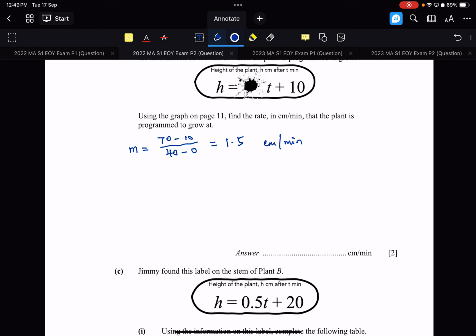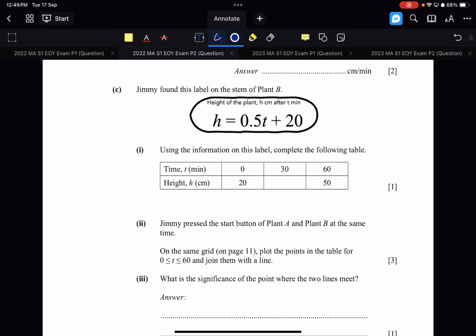Now on plant B, Jimmy found the label H equals 0.5 T plus 20.